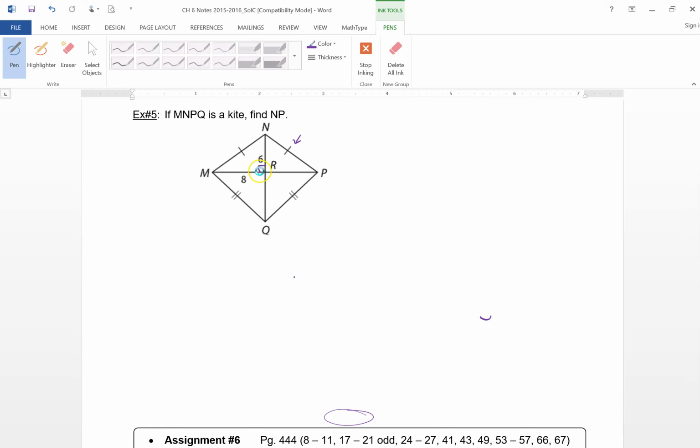So here, we know that the diagonals are perpendicular, right? That means, if I do the Pythagorean theorem, and this is C, then 6 squared plus 8 squared is equal to C squared. So C is equal to 10, meaning MN is equal to 10. Okay? And if MN is equal to 10, then NP is equal to 10 as well.